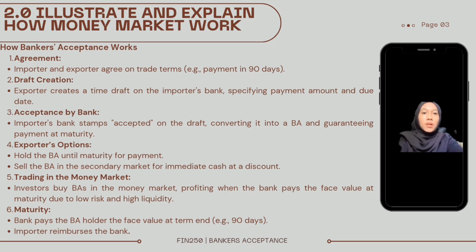Exporter's option: hold the banker's acceptance until maturity for payment, or sell it in the secondary market for immediate cash at a discount. Trading in the money market: investors buy bankers' acceptances, profiting when the bank pays the face value at maturity, due to low risk and high liquidity. Maturity: the bank pays the banker's acceptance holder the face value.